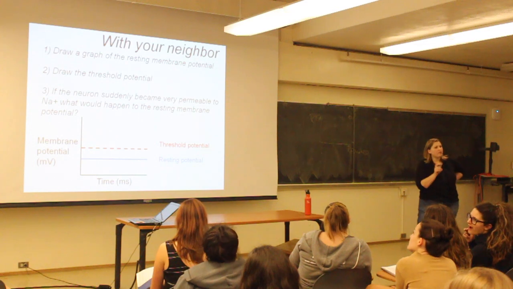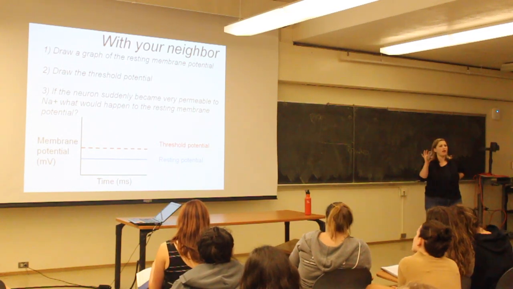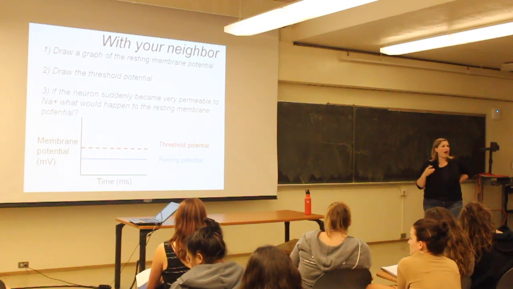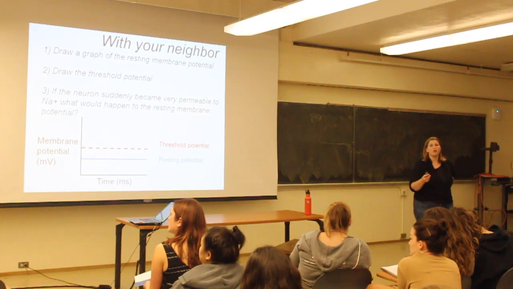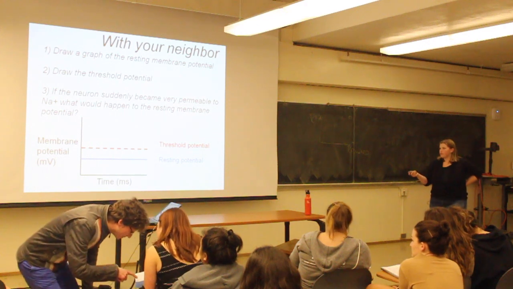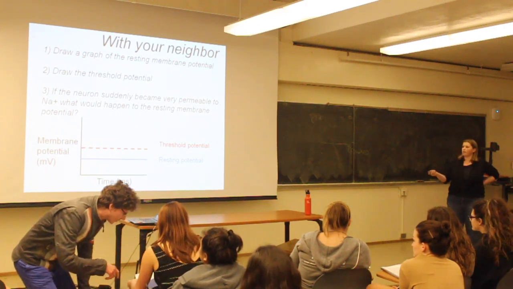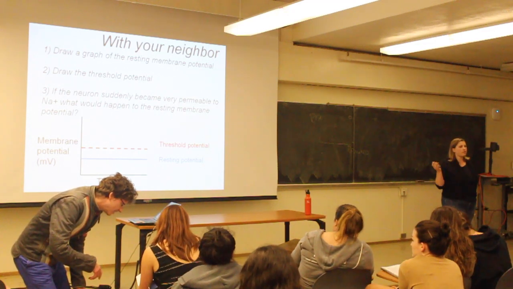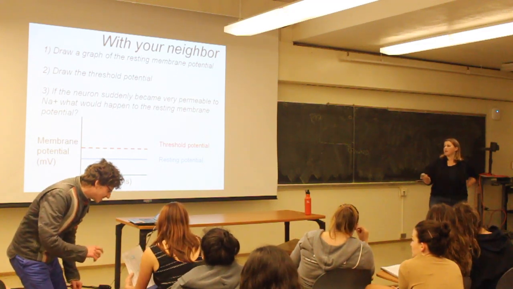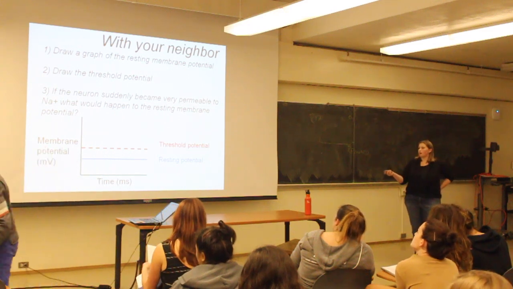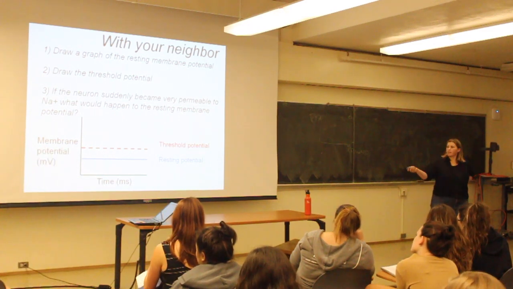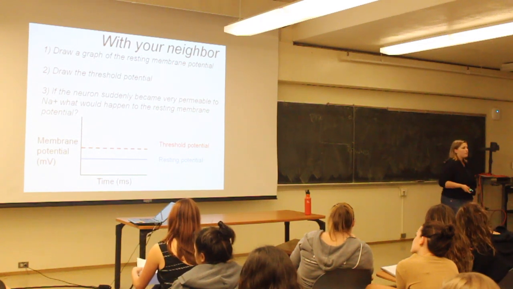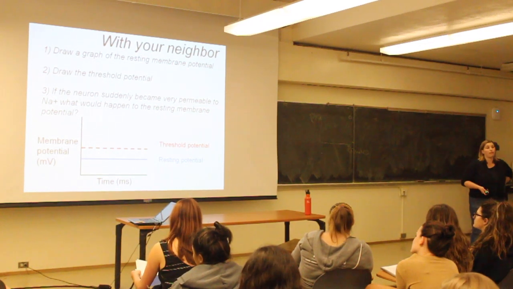If you're confused about the threshold, just put that aside for a minute, because that really comes into play when you understand how the action potential works. For now, just know that there is this thing called the threshold potential. This blue line is our resting potential. If you're just going along with no input, then your resting membrane potential looks like that. If we were to put a number on it, it would be somewhere between negative 60 and negative 80, on average around negative 70.